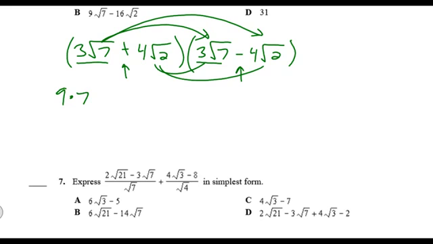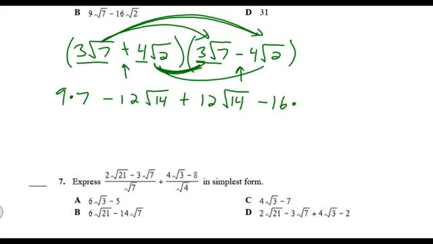Okay, and then moving on to the next one here, right, that arrow, we've got 3 root 7 times negative 4 root 2. So 3 times negative 4 is negative 12. Root 7 times root 2 is root 14. Okay, and then we've got really the same thing happening in the next one, right? But it's going to be positive, so it'd be plus 12, right? 4 times 3, and then root 14 again. Okay, and then the last one, I got 4 root 2 times negative 4 root 2, so that's going to be negative 16, and then root 2 times root 2 is just 2.